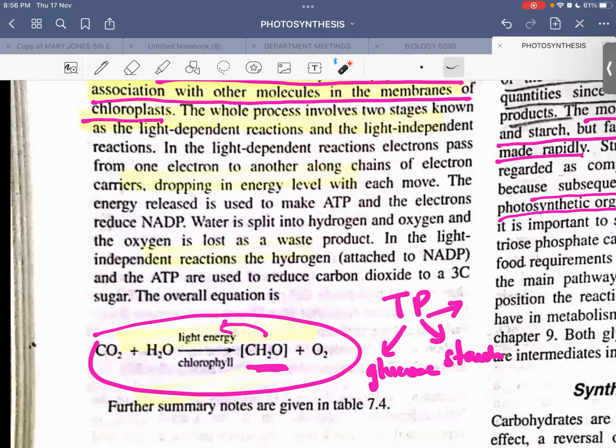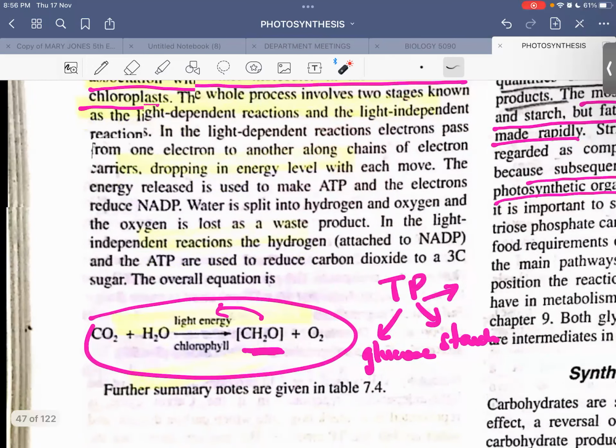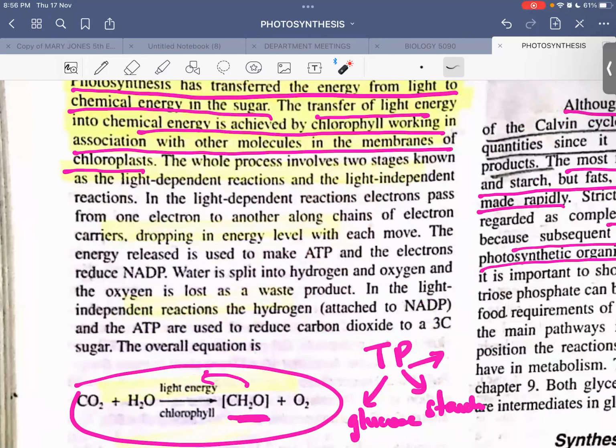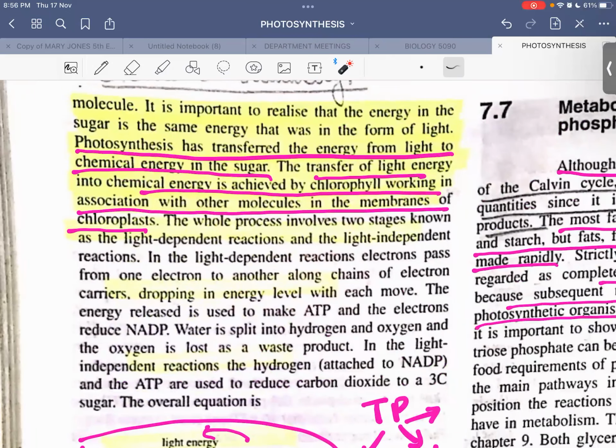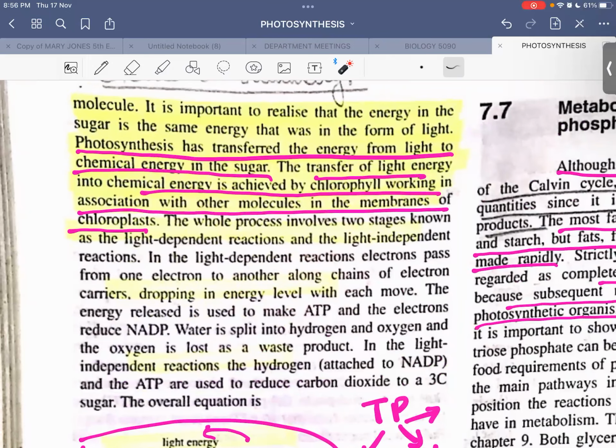Yes, one second, miss. It is important that the energy in the sugar is the same energy that was in the form of light. Photosynthesis has transferred the energy from light to chemical energy. The whole process involves 2 stages known as light dependent, light independent.